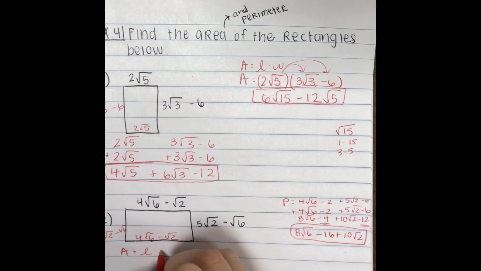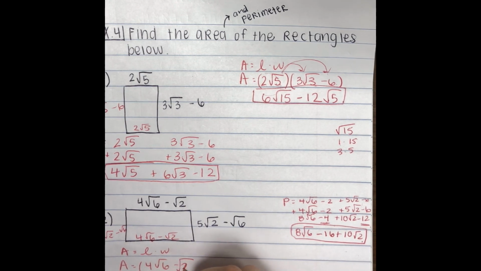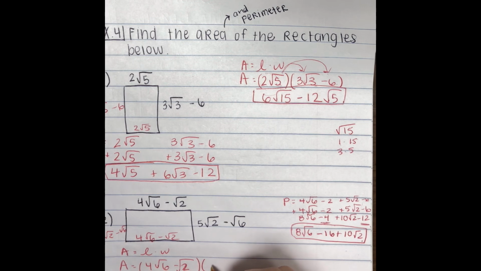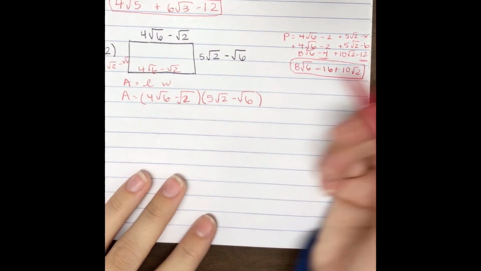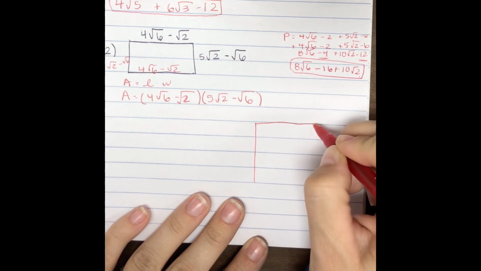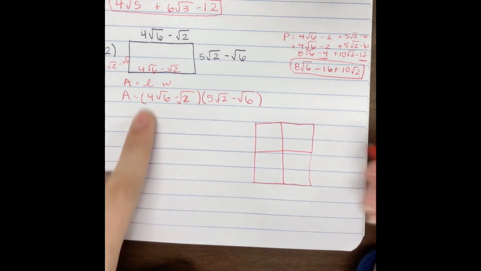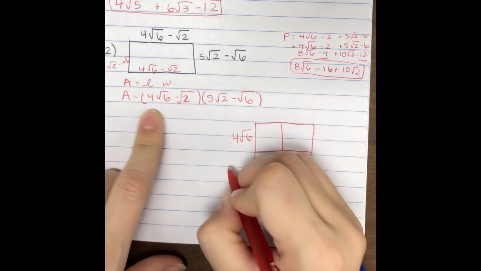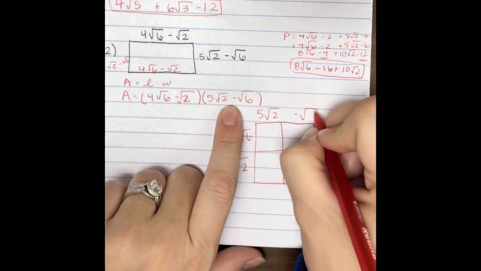Okay, we're doing length times width, right? So I'm doing 4 square root of 6 minus square root of 2 times 5 square root of 2 minus the square root of 6. All right, so I can go to distribution last, so I'll do box now, okay? Because these are bigger terms, I'm just drawing my box bigger, but you don't have to. So we have 4 square root of 6, and then a minus square root of 2. And then we have 5 square root of 2 minus square root of 6.